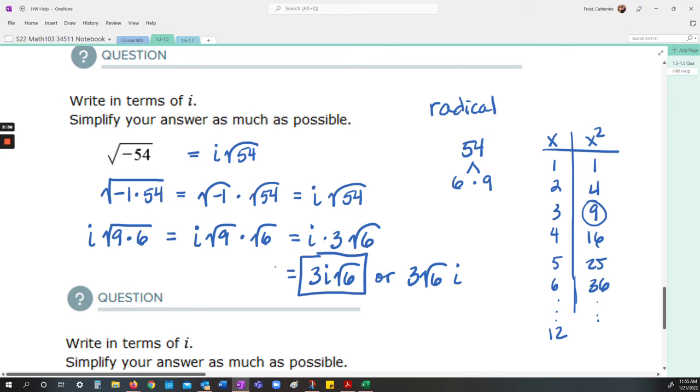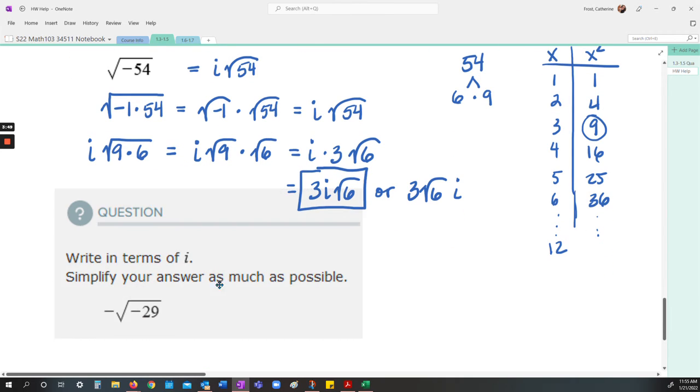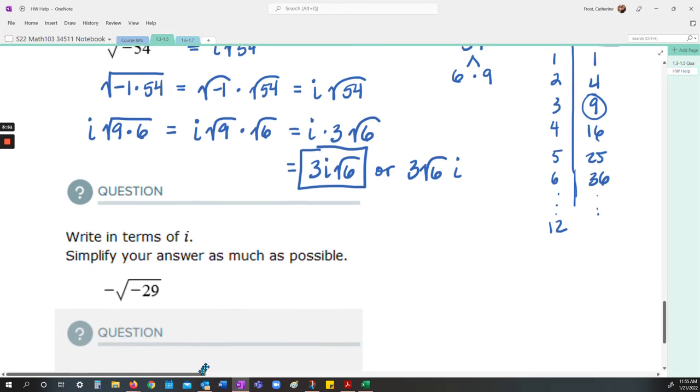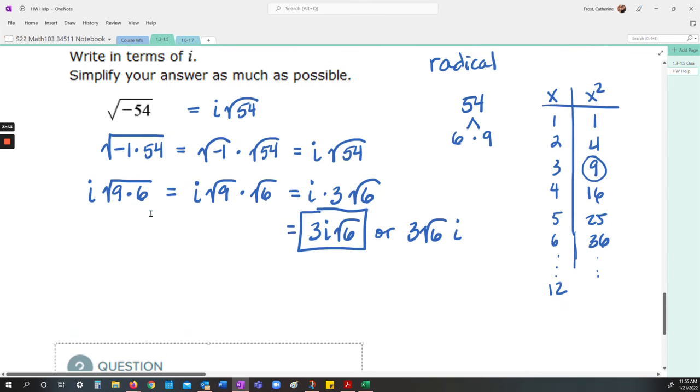So I just spent a really long time doing this problem. In practice, you don't need to have this much written down. So just to explain what you really need to have, and then we'll do a couple more problems. In practice, the way I would do this one is I would look at this and go, okay, so I'm going to have something to do with i. And then does 54 have any perfect square factors? Why, yes, it does.